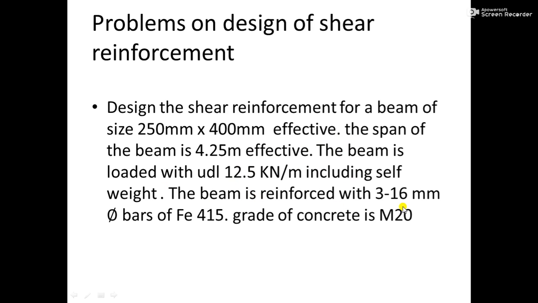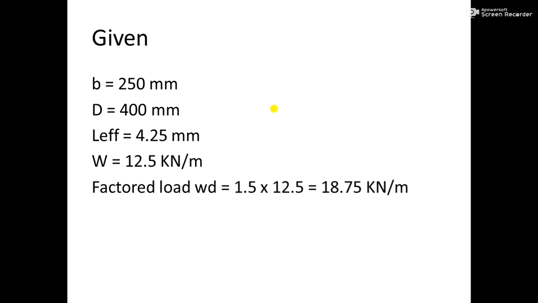The beam is reinforced with 3 bars of 16 mm diameter of Fe415. Grade of concrete is M20. We have to design the shear reinforcement. It is not given which type of shear reinforcement, that is vertical, inclined or bent. So we'll start with the design. This is the given data from the problem.